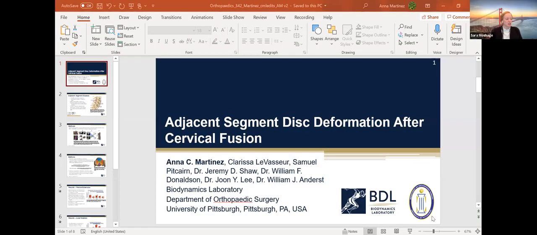Thank you, Clarissa. Moving on to the third talk in our session, this is presented by Anna Martinez. This is longitudinal changes in adjacent segment disc deformation after cervical spine fusion.